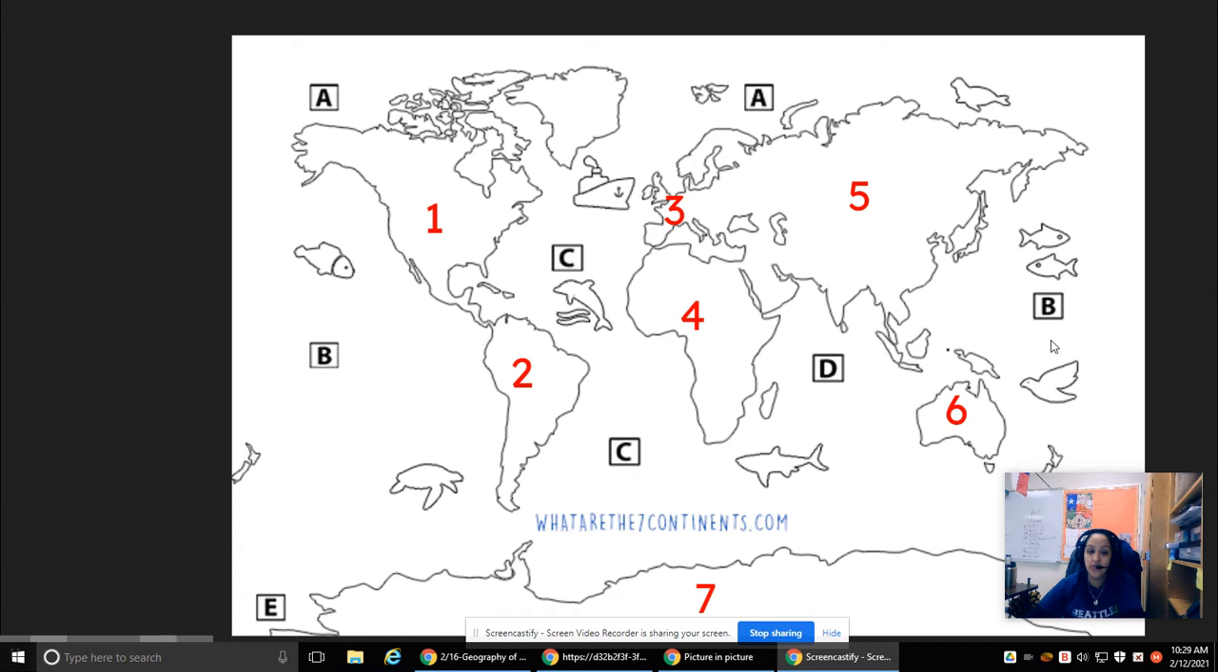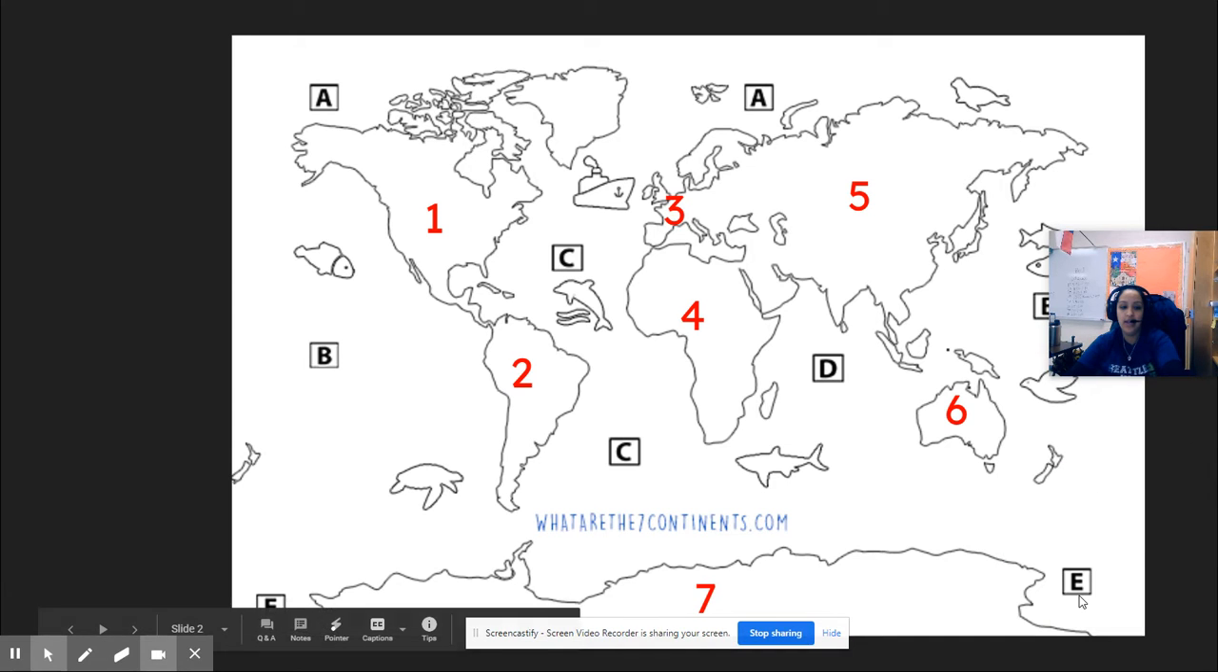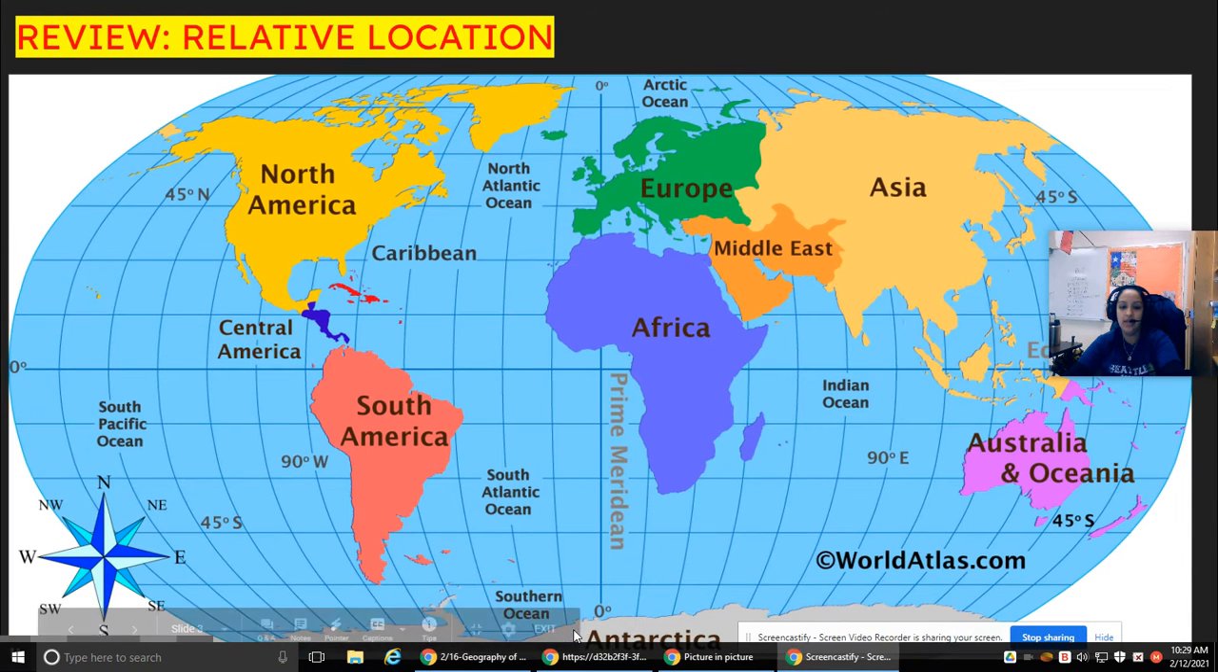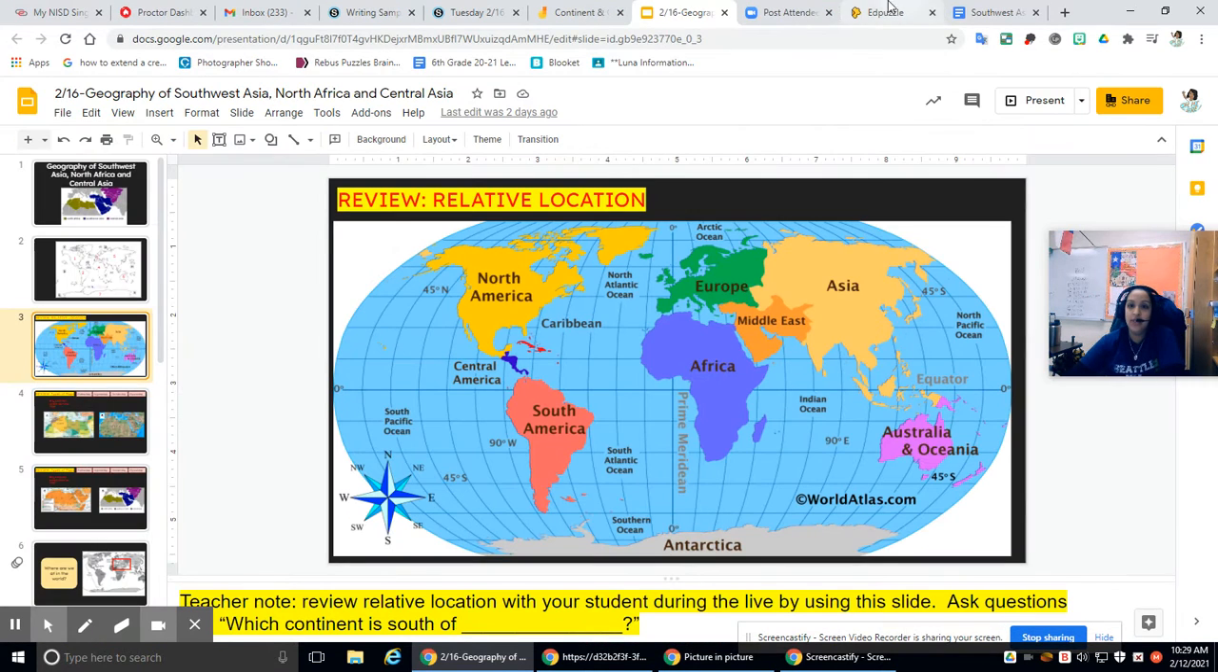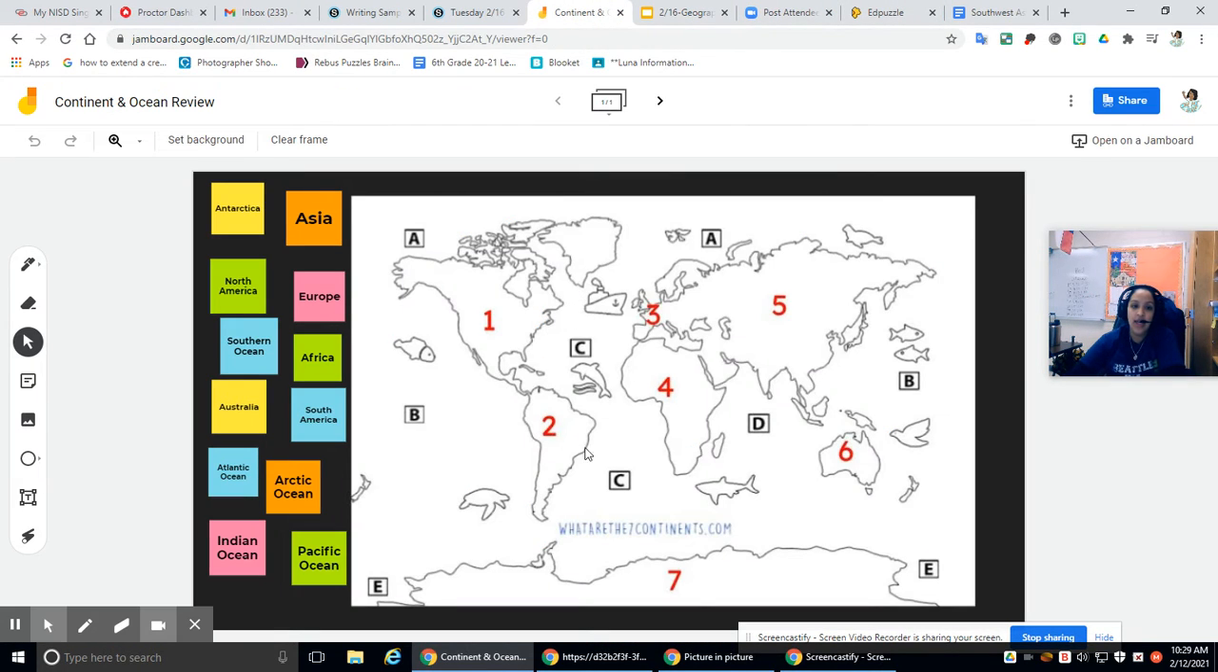Now, this is just a review of the continents and the oceans that we did in class. Let's see if I can get out of here. Nope. Exit. There we go. And so we did what's called this Jamboard. And so the students are moving the Post-it notes where they feel are the continents.